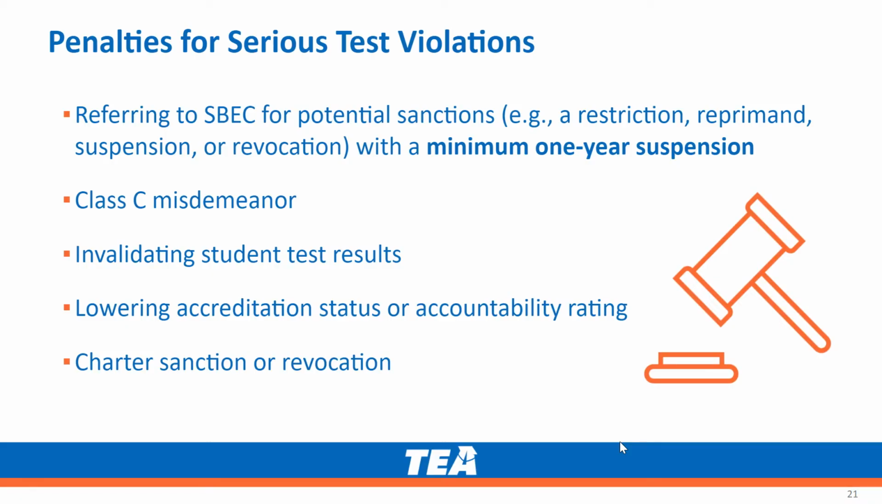So, penalties for the serious test violations. This is when my heart kind of stops, because this is what we're trying to prevent. We're educators, and we work in a school district, and we love what we do, and we don't want to take any chances. This test is not worth losing our jobs over. And so as you can see, serious violations: minimum 1 year suspension, Class C misdemeanor, invalidating our students' test results. How horrible would that be if we had to say their test scores don't count? Lowering our accreditation status, our accountability ratings, sanctions, revocations. We really want to make sure that we are doing everything that we can. And that's why we're bringing an awareness across the whole district of what test security and confidentiality looks like and sounds like on our campuses during our testing timeframes.